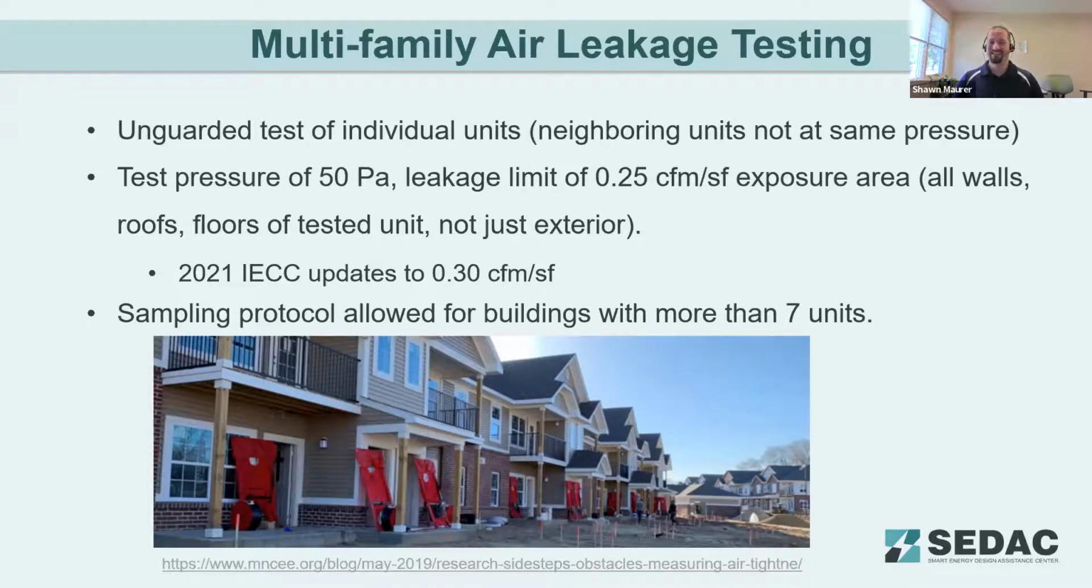In the 2021 IECC, it's going to get a little bit more lenient. We haven't heard yet whether an Illinois amendment is going to maintain that 1/4 CFM per square foot, but in the 2021 IECC, it's about 0.3 CFM per square foot instead. And the sampling protocol does allow for, if you've got more than 7 units in the building, a 20% sample or 7 units, whichever is greater. So once you get above 8 units, you're going to have a 7-unit sample as your base number, and then 20% of the units in the building. As long as you're testing at least 7 units, that's the bare minimum.